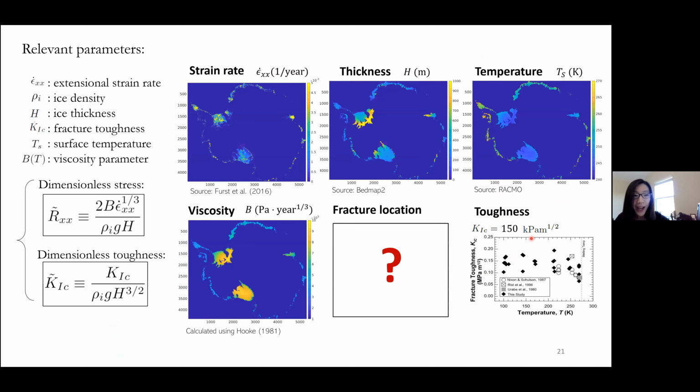So the Earth is like a natural laboratory, and we have observations of the velocity of the ice that can be used to calculate strain rate. We have the thickness of ice available over the entire Antarctica. And the viscosity parameter, which I will mention in the second part of the talk, can, to the first order, be estimated by the temperature of the ice. And the fracture toughness is a material property that can be measured in the laboratory. But we also need to know where cracks form.